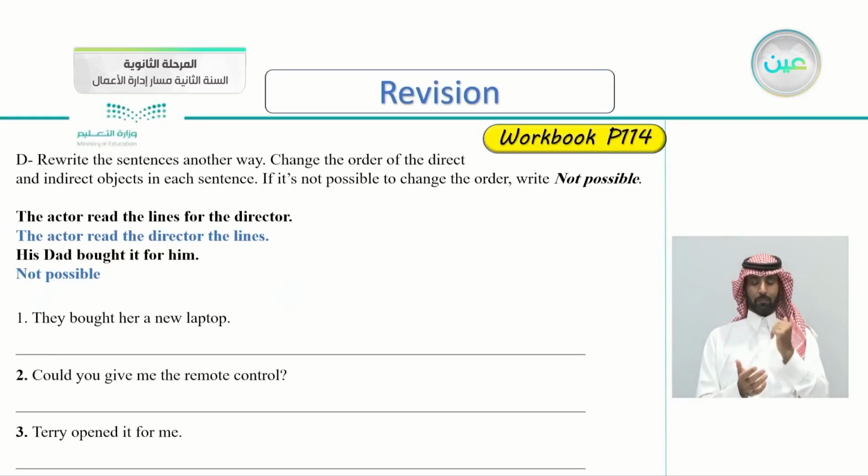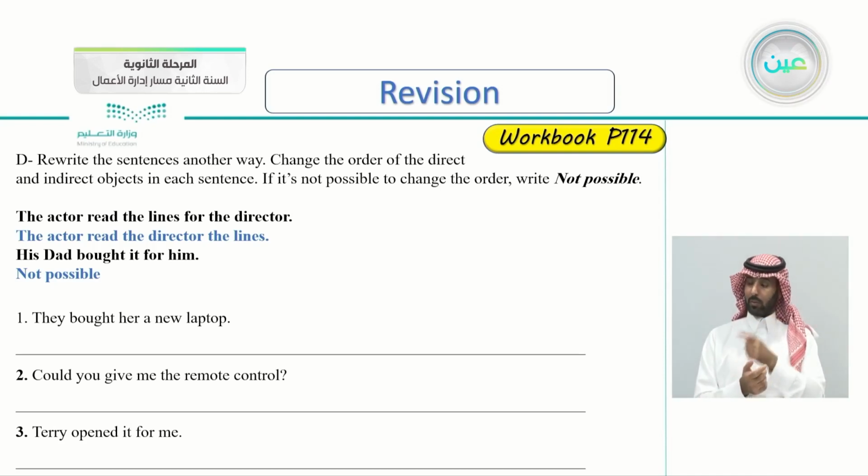We have some examples here. The actor read the lines for the director. How do we change the order here? We say, the actor read the director the lines. The second one, his dad bought it for him. You can see here that it's not possible. So, number one, they bought her a new laptop.